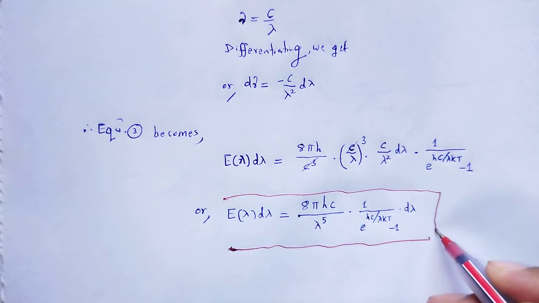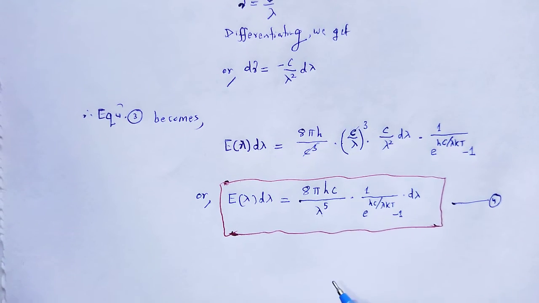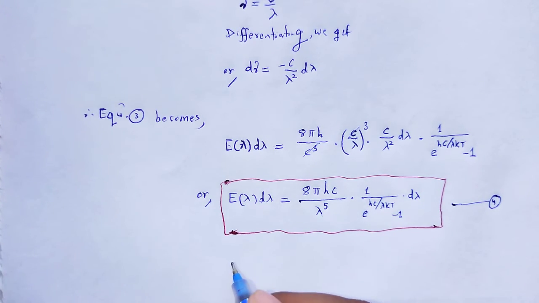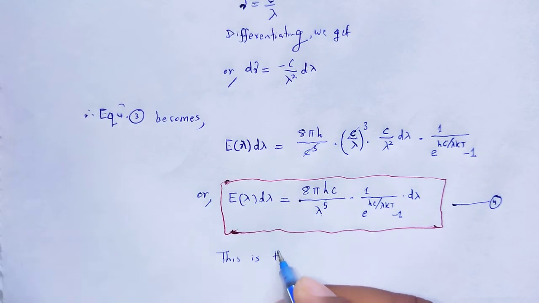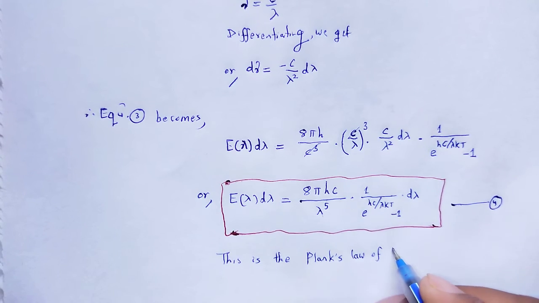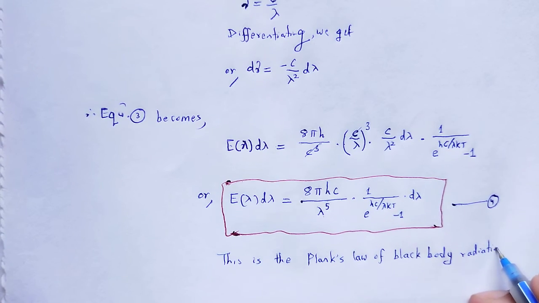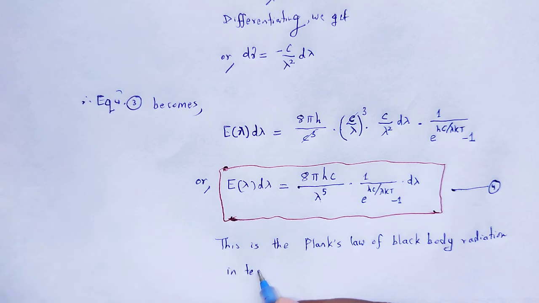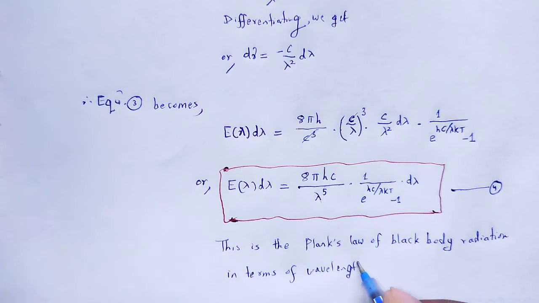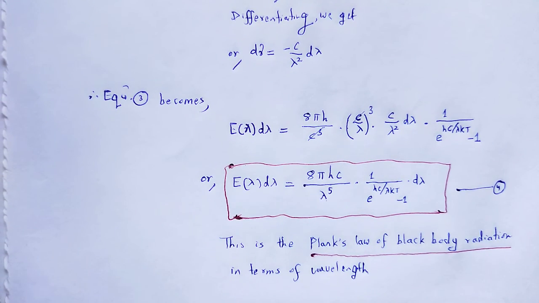which is the expression for black body radiation in terms of lambda, that is Planck's law of black body radiation in terms of wavelength.